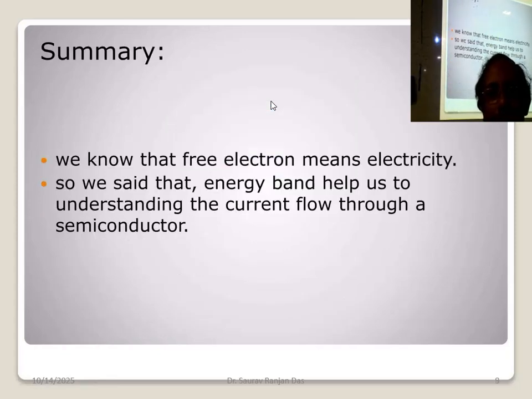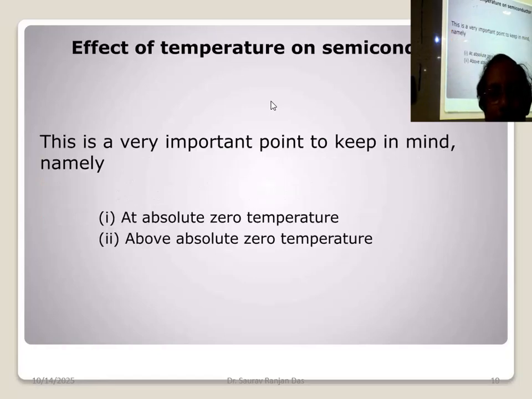So this is the summary. Free electron means electricity. So energy bands help us understand the current flow through a semiconductor. Effect of temperature: just have a go through, because we have very limited time. That's why I'm going fast.